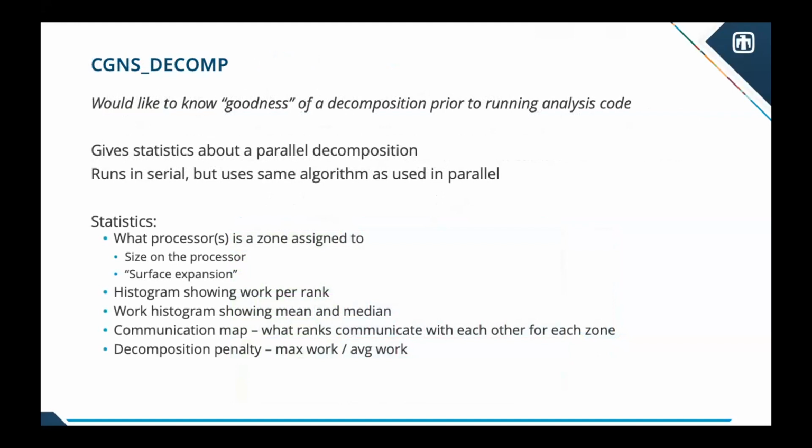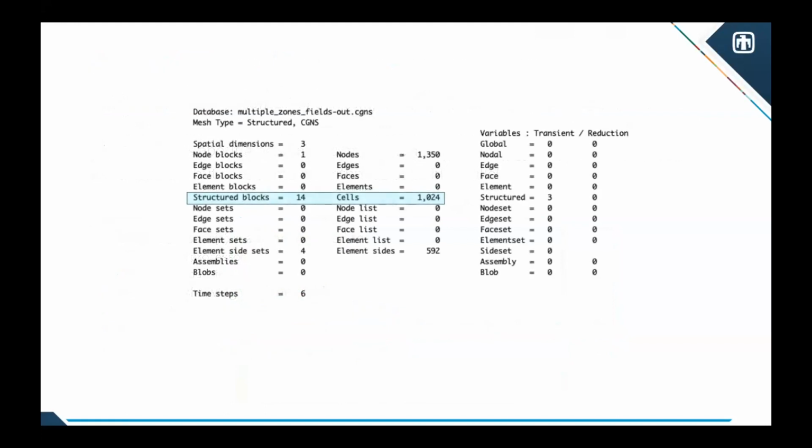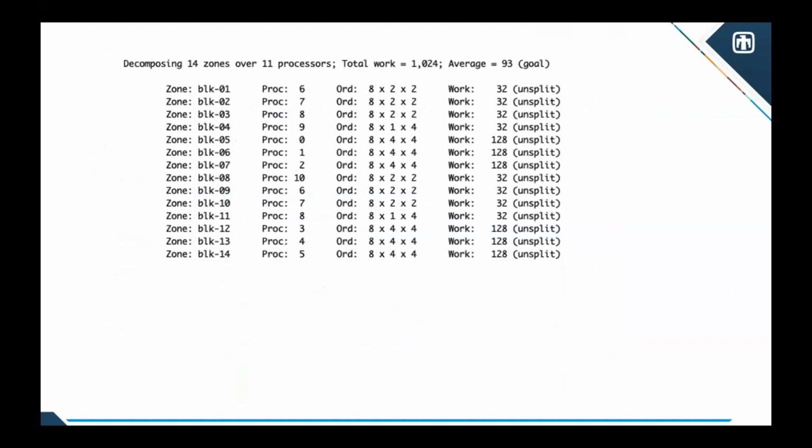It's hard to know what the goodness of a decomposition is. So we have a code called CGNS Decomp. It will tell us how the decomp works. It actually can run on a serial machine.